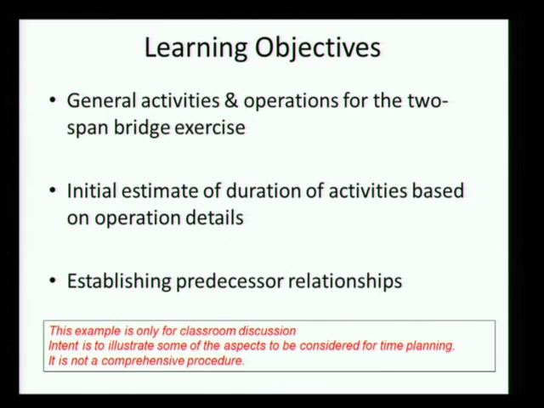I want to explain how estimation of duration is done for these activities using the bridge as an example. We will also establish predecessor relationships, and we will really get into the details of the two-span bridge problem. Like you can see at the bottom of the slide, we will get into a lot of practical details, but this is only indicative.